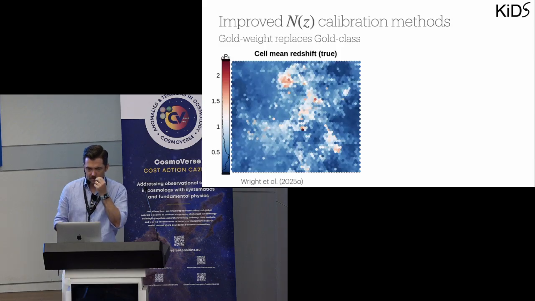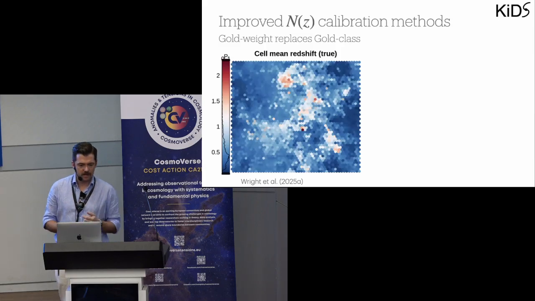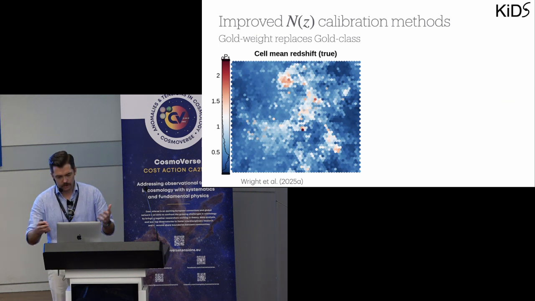So we've moved on from one class of our estimation method, which we called gold class, into a new thing that we call gold weight.